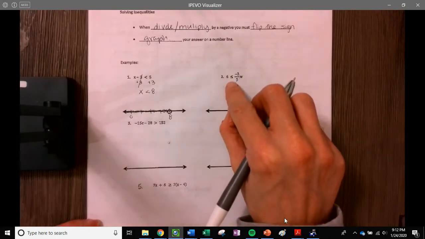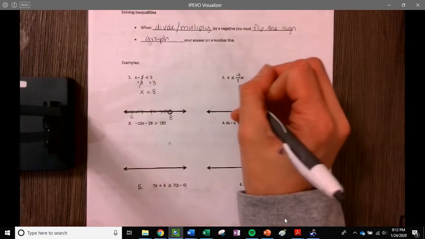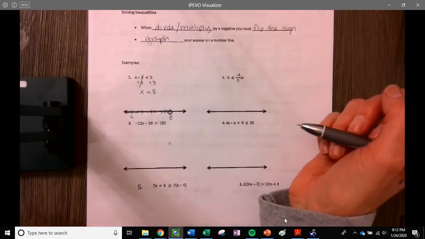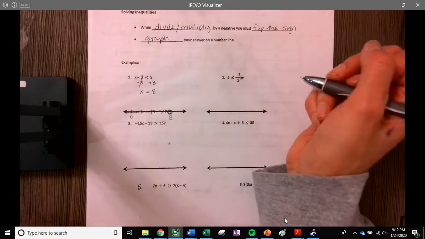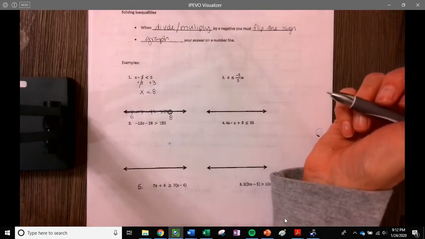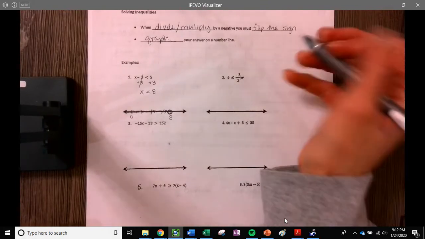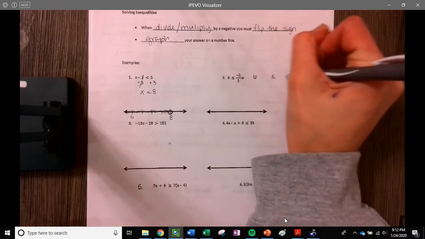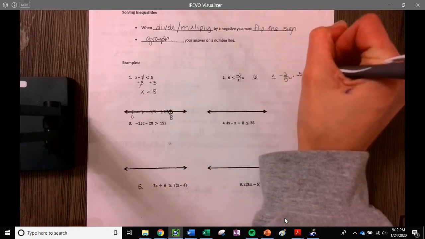6 is less than or equal to negative 3/5 W. Okay, this is a doozy. We are going to have to divide by a negative fraction. Woof. So I don't divide a fraction by a fraction, I should say. Instead, I change it into a multiplication problem. And in order to change it into a multiplication problem, I have to flip the fraction before I do the multiplying. So I will have 6 less than or equal to negative 3/5 W times negative 5/3.